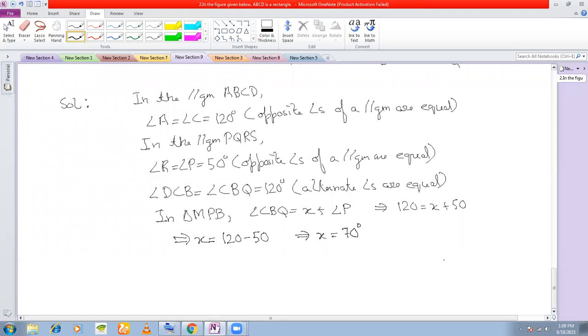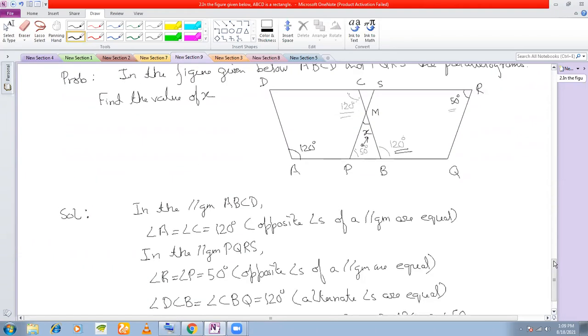Okay, any question on this? No, sir. So this was an easy enough problem. We move on to the next question. Now we have not done any question on squares, right? We'll do one problem on squares then.